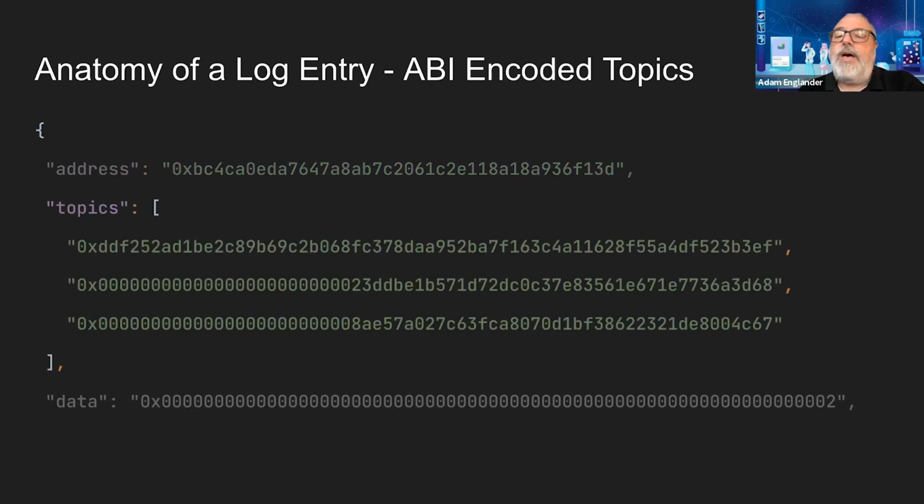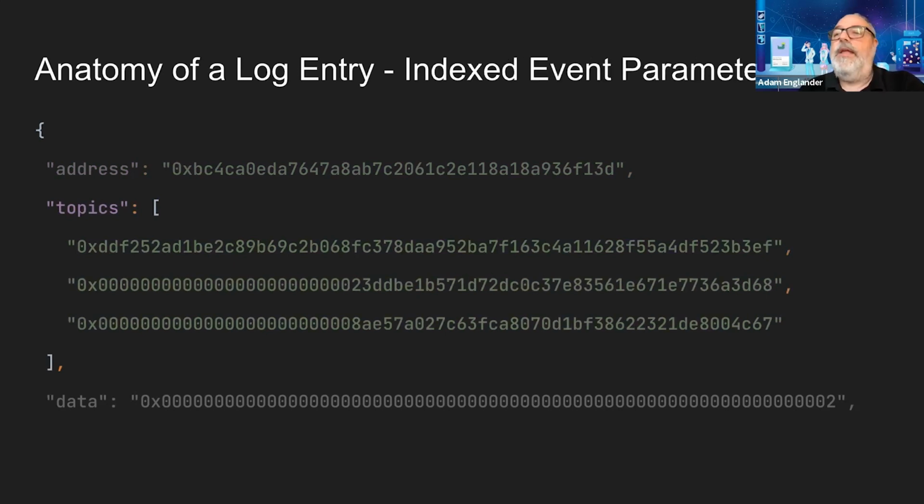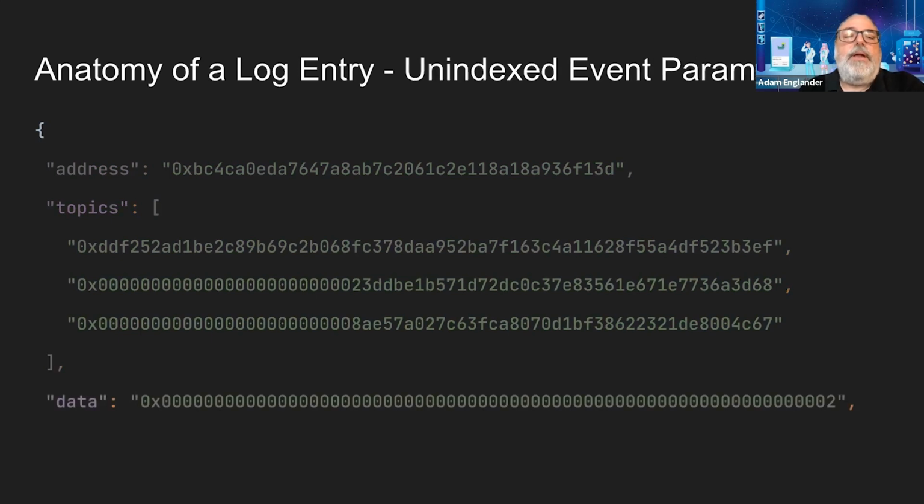And then there are topics. Topics are 32-byte values that are added to a logs bloom, which allows you to filter and search. They contain the event signature hash, which allows you to identify which event was triggered. We'll get into more on that in a bit. They also contain the indexed event attributes, and the data log attribute contains all the non-indexed event attributes. Again, we'll get into what those mean in a minute.